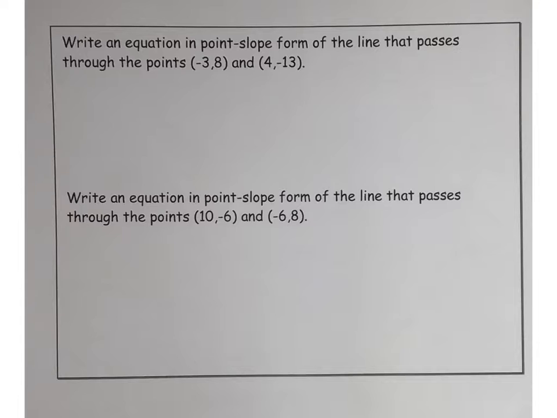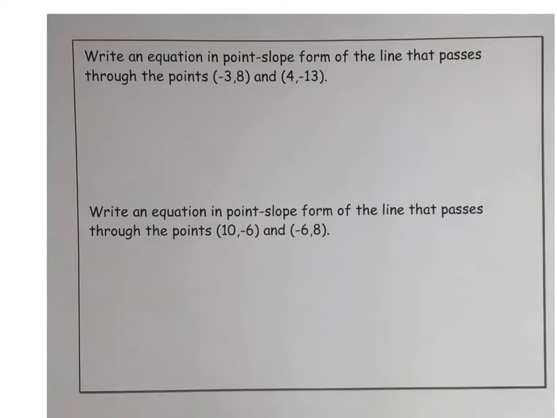So for the top one here, I'm going to go ahead and choose this to be my value here. So it's going to be negative 13 minus 8 is equal to 4 minus negative 3. It's going to be negative 21 over 7. So it's going to be negative 3 as a slope.